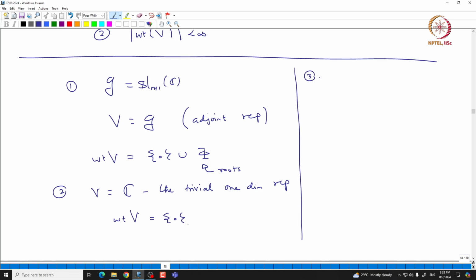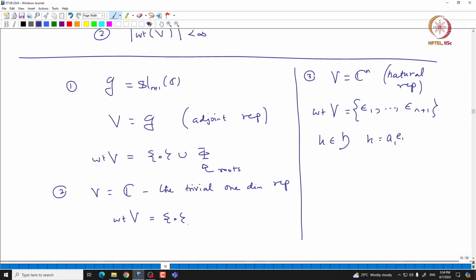And if you take for example, the natural representation C^(n+1), so this is the natural representation, then one can easily see that the weights of this are given by epsilon 1, etcetera, epsilon n plus 1. Okay, this just comes from the matrix multiplication. So, if you take for example, this H inside the Cartan subalgebra and write it in terms of the epsilon i basis, that means the E_ij basis, this is written as a1 E11 plus etcetera plus a n plus 1 E n plus 1, n plus 1.